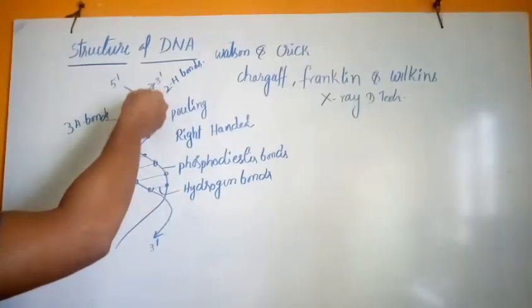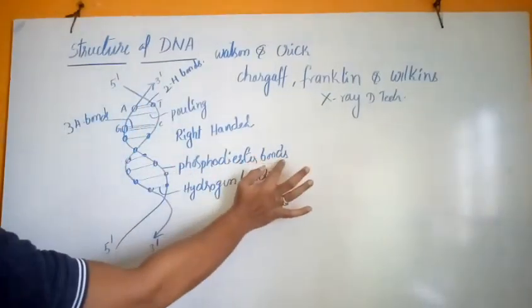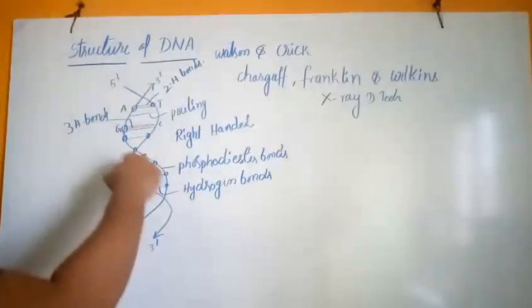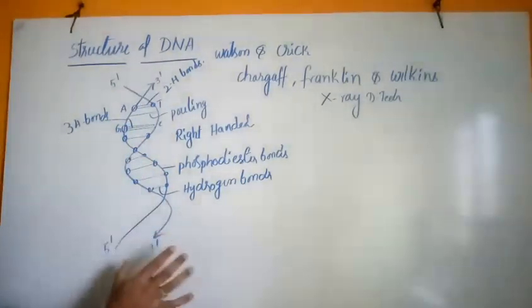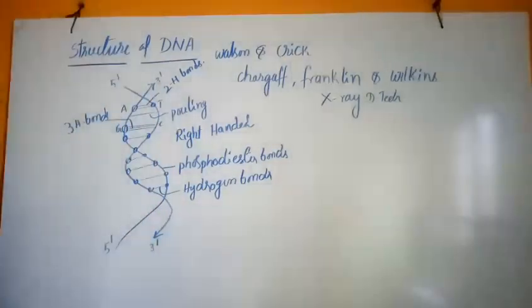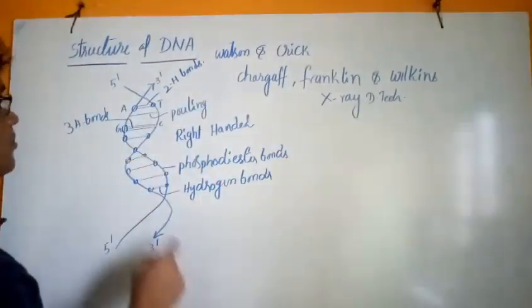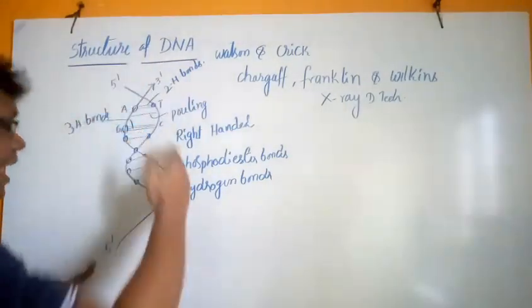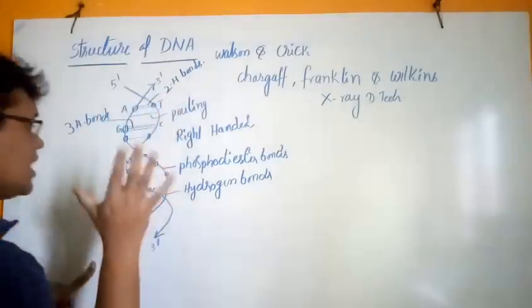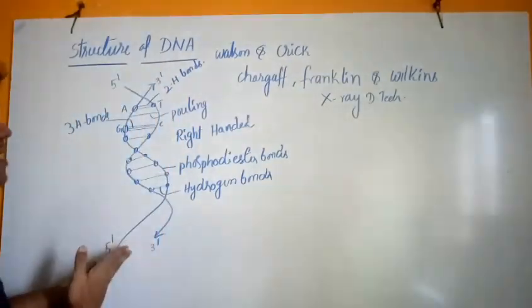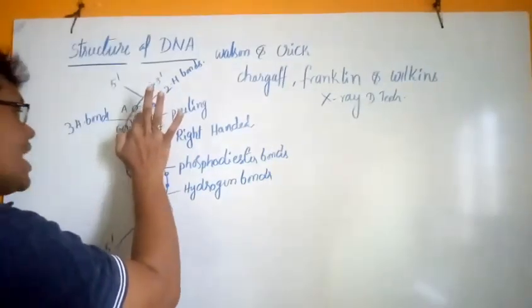A number of nucleotides are linked by phosphodiester bonds to form polynucleotide strands. These strands are generally right-handed, spirally coiled. One strand moves in one direction, and the other moves in the opposite direction. Both of these polynucleotide strands are linked with a number of hydrogen bonds.